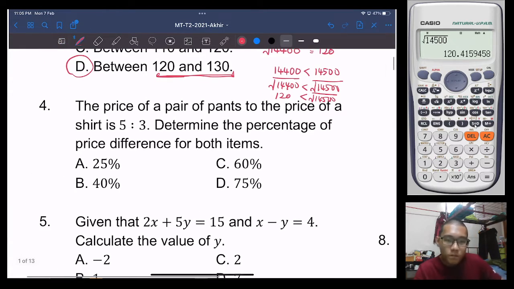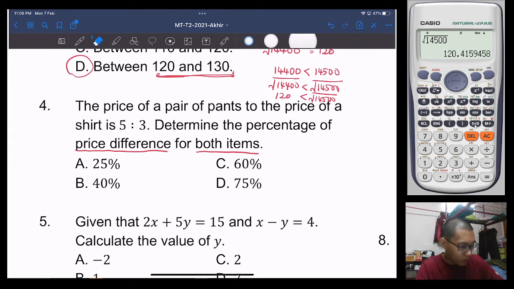Question 4. The ratio of the price of a pair of pants to the price of a shirt is 5 to 3. Okay, 5 parts to 3 parts, this ratio. So we try to determine the percentage of price difference for both items. Now we try to highlight these two items, the price difference for both items, and we need to find the percentage.